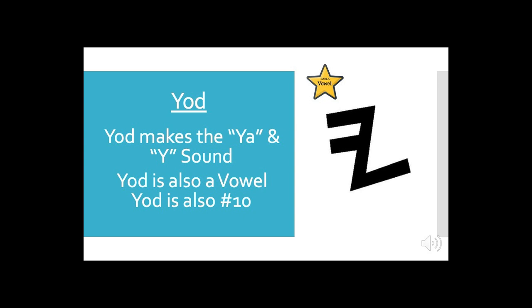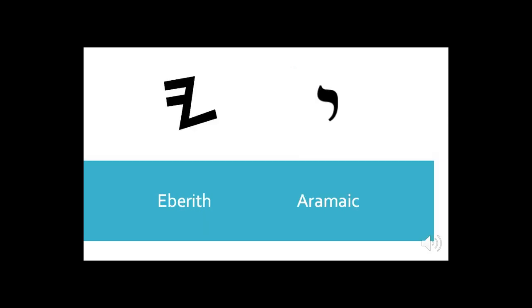Our next letter on page 45 is Yod. Yod is used a lot in Eberith. It has the Y sound to it. It also is a vowel. The meaning for Yod is hand, and it represents the numerical value of 10. Here we see the Yod in Aramaic, or modern Hebrew, and the Yod in Eberith.